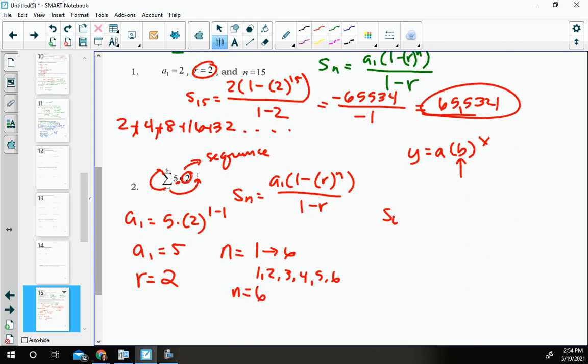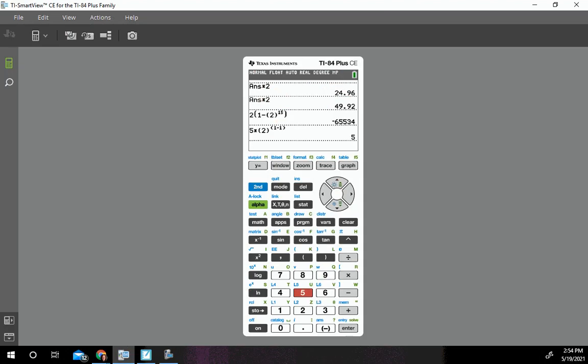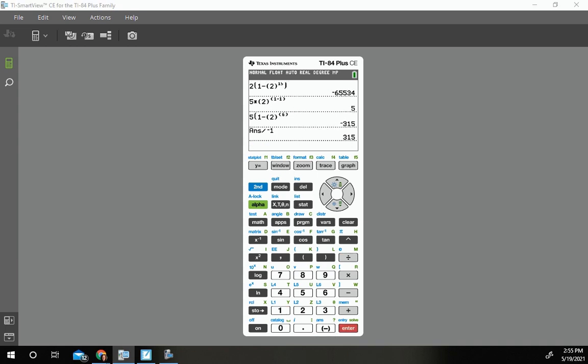So S of 6 is equal to my first term, times 1 minus my rate to the 6th power, over 1 minus the rate. So type in the top first, divide by your bottom. So 5 times 1 minus 2 to the 6th, and then it's going to be divided by 1 minus 2, which is negative 1 in this situation. So I'm going to get 315.